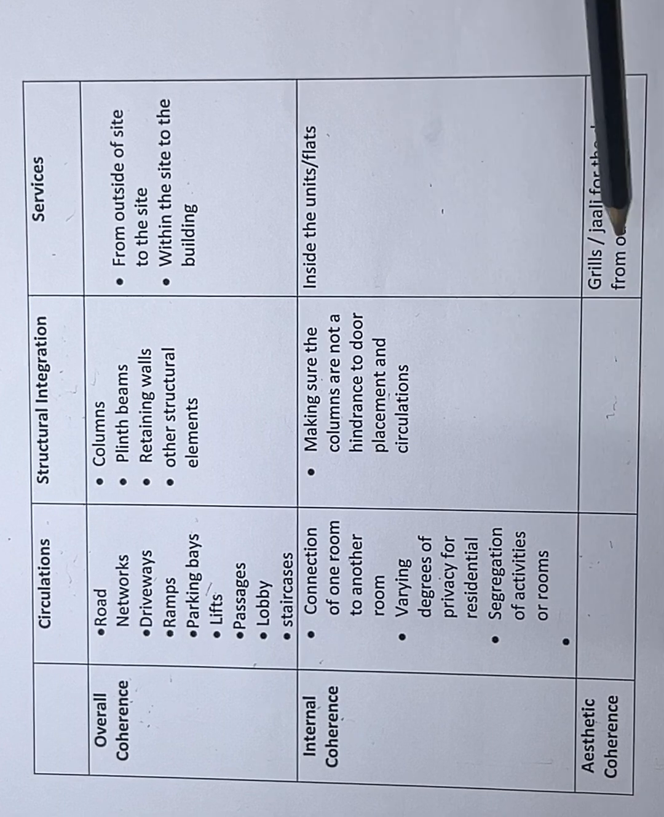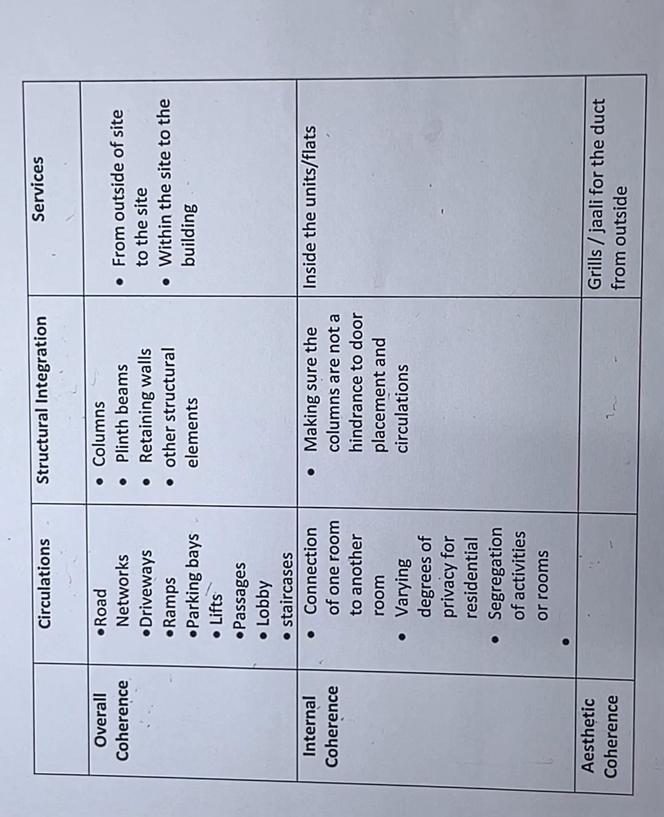And finally, under aesthetic coherence, we have to think of what kind of grill jalis we are going to provide for the duct. Right now, we have a lot of good durable options for grills and jalis for our duct. And we have some nice coverings. Many companies offer nice coverings for these, and it also provides some aesthetic value to the layout and to the building.